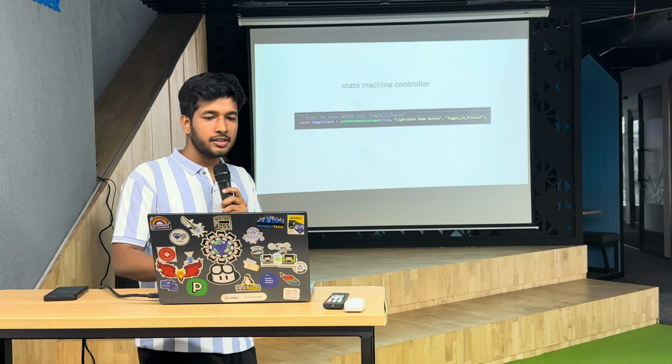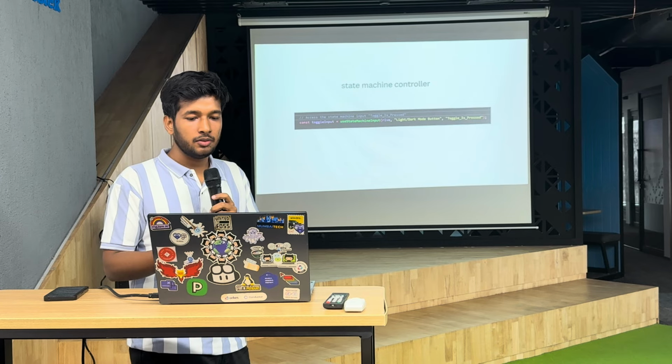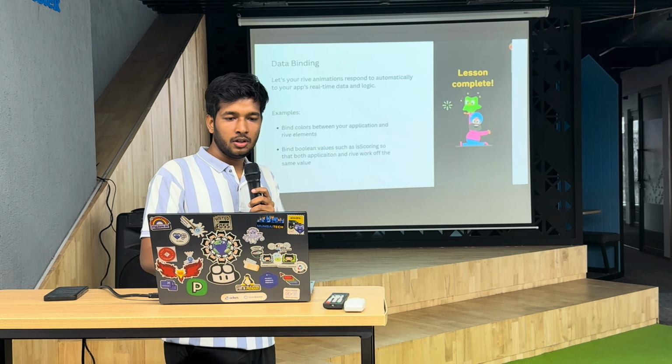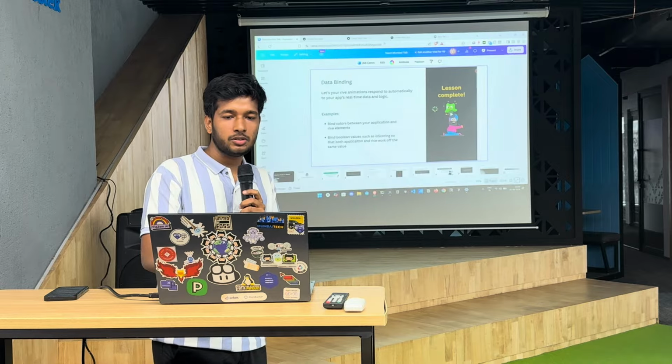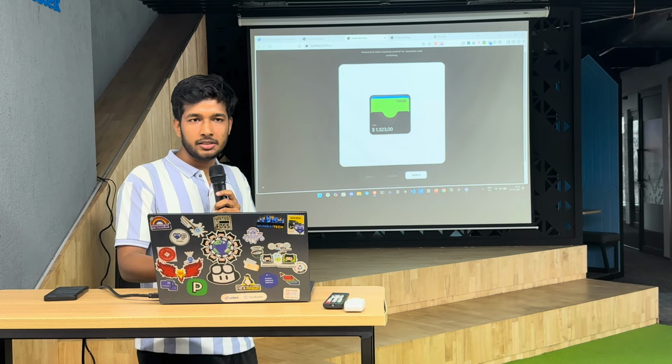So state machine control, as I said, helps you control the interactiveness of animations, which you can't do with Lottie. So let's see the demo, right? I was seeing the demo. ये demo देखा आपने, ठीक है? How you can make interactive cards with Rive.